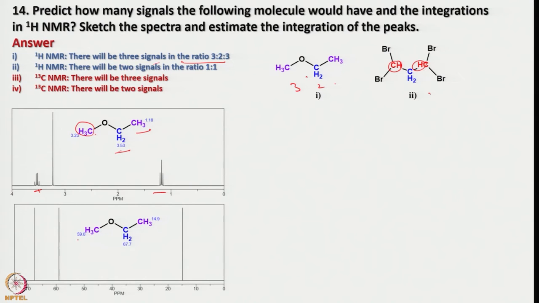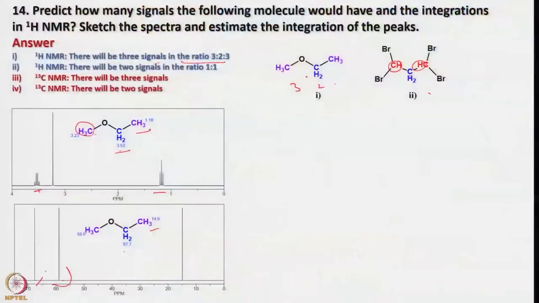13C also, as expected, shows three signals. One is here, 14.9 for this one, and then 67 for this one here, because this is next to this one, and also both are next to oxygen, so they are a little bit downfield. It appears around 59 and this appears around 67. So the 13C NMR spectrum shows three signals, and 1H NMR also shows three signals in the ratio 3:2:3.